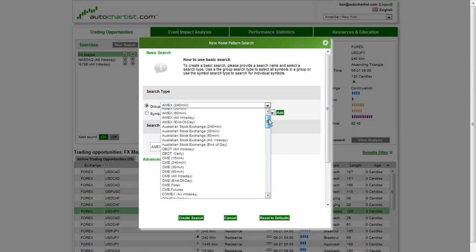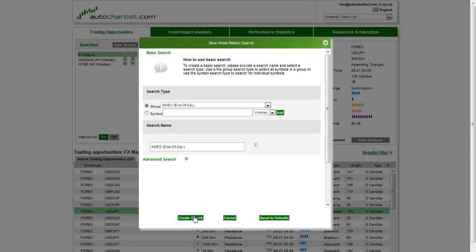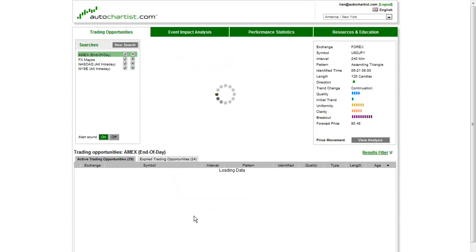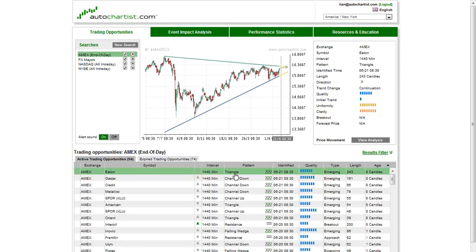So for example, we can look at all end-of-day opportunities on the Amex exchange. And when you click OK, you would get your new search criteria on the top left-hand side, which is Amex end of day. And on the bottom of the screen, you'll actually get the opportunities themselves. Right? And this is what we call the results and opportunities section of the application. So we've selected Amex on the top left, and you get all the opportunities on Amex on the bottom of the application.